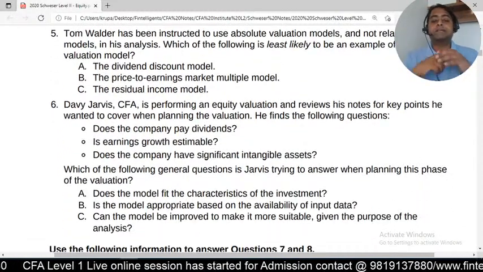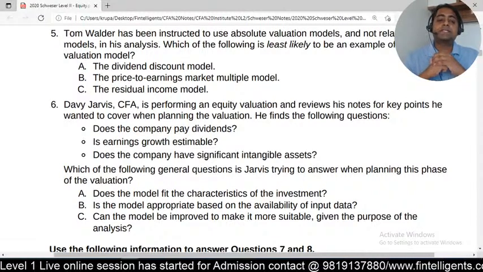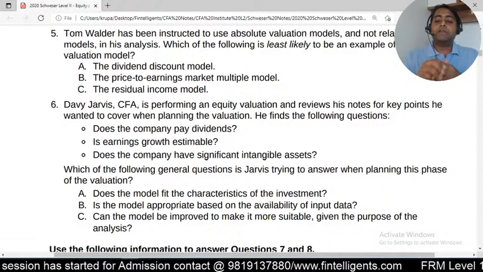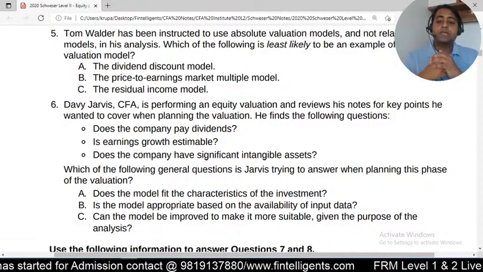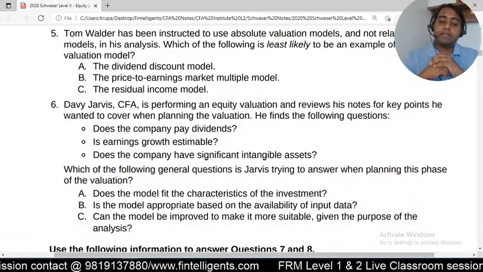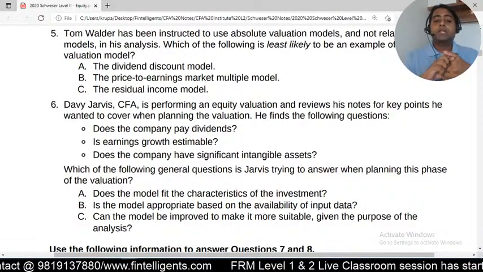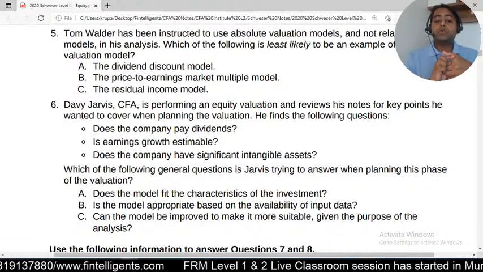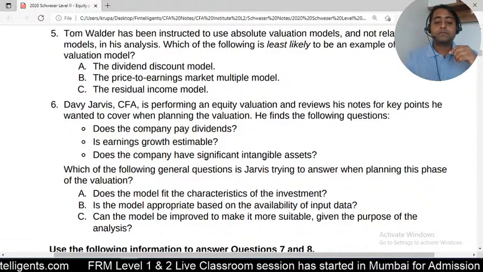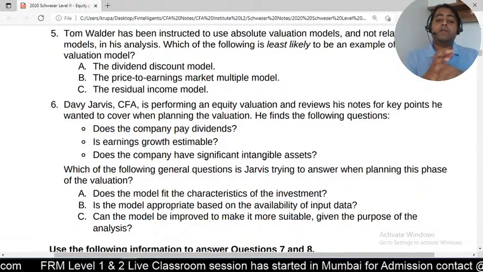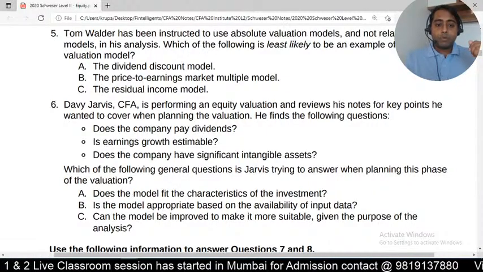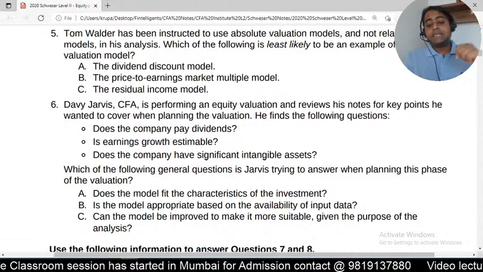Let us go towards 6. Devi is performing an equity valuation, and reviews his notes for key points he wanted to cover. He saw 3 pointers. Does the company pay dividend? Is the earning growth estimate? Does the company have significant intangible asset? Which of the following question he wants to answer? Come on, guys. Why is he looking at the dividend model? Why is he looking at the growth estimate? What should be the answer? Why is he asking this question?